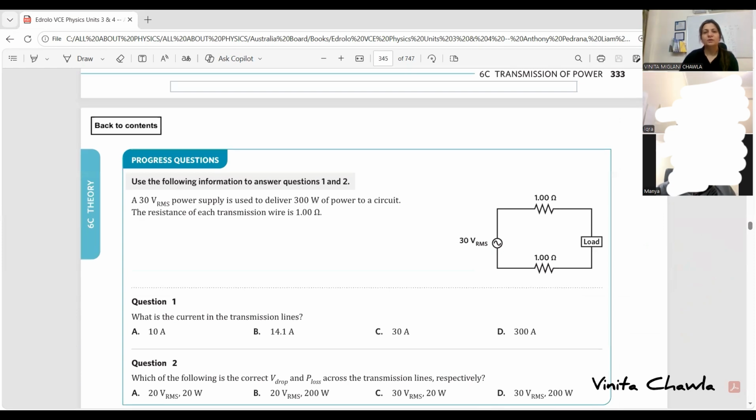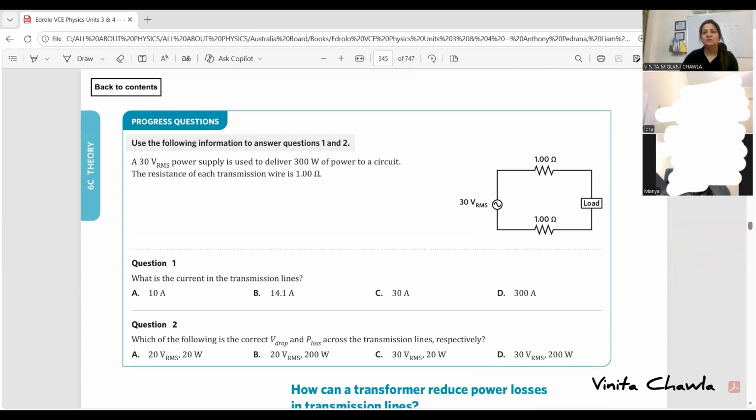Yes, now look at this question. A 30-volt RMS voltage supply is given, and it is used to deliver 300 watt of power to a circuit. The resistance of each transmission line is 1 ohm, so total resistance is 2 ohm. So what is the current in the transmission lines?